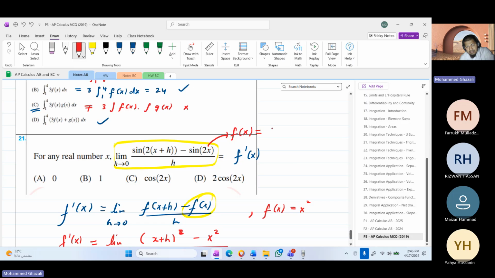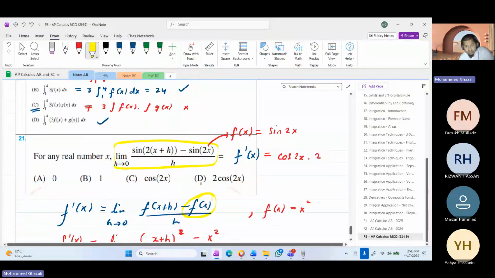So if my f of x is sine 2x, what is the derivative? We want to find the derivative. What is the answer for this problem? What is the derivative of sine 2x? Yes, cos 2x. There's something missing here. Times 2. Oh, yeah, times 2. Good. So this is my answer, D.